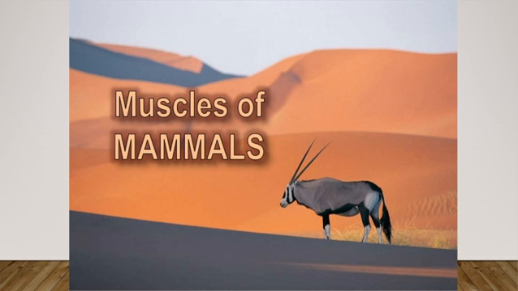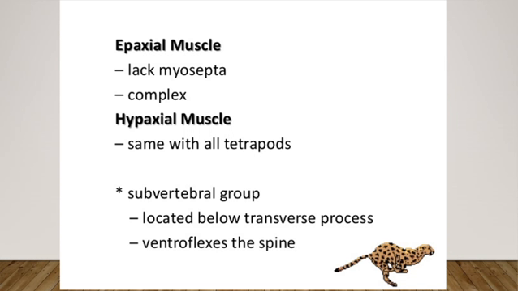So let's proceed to the next class. We have the muscles of the mammals. The epaxial muscles lack myosepta and become complex, while the hypaxial muscles are the same as in all tetrapods. Now we have the subvertebral group located below the transverse process and ventral flexors of the spine.